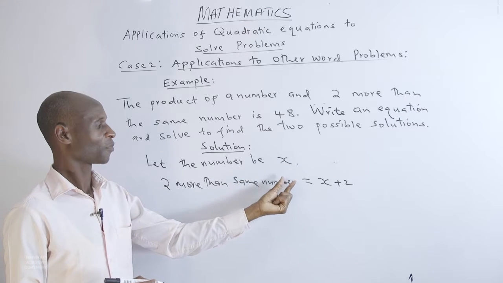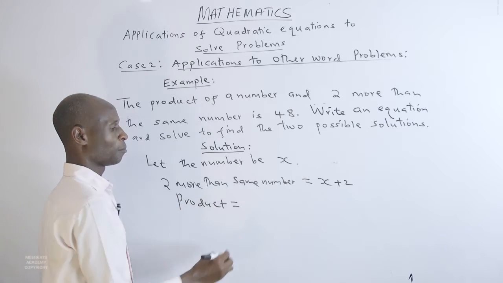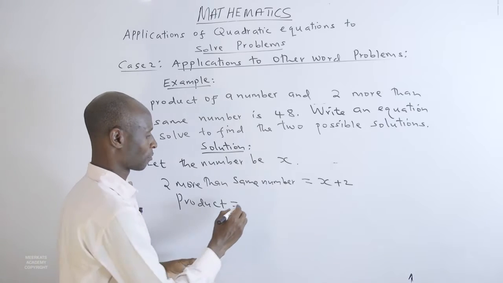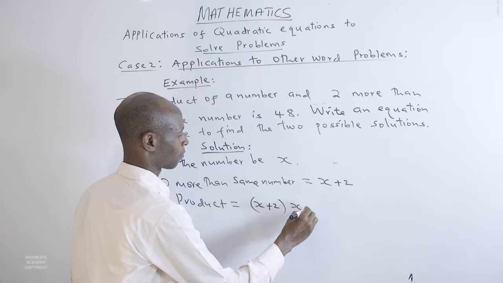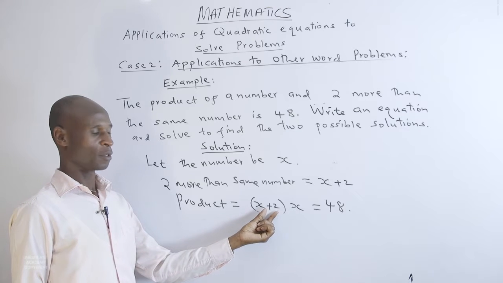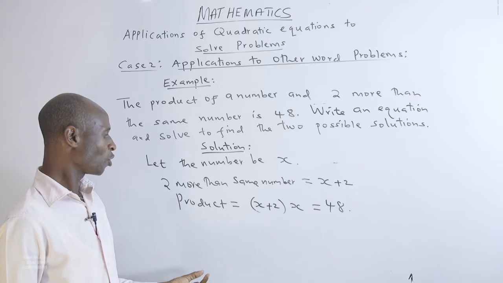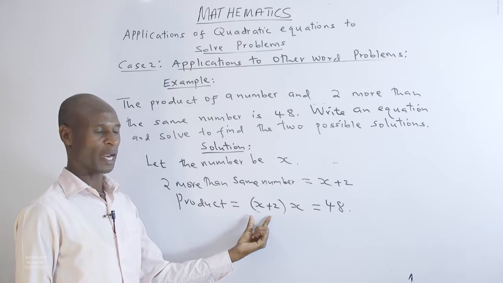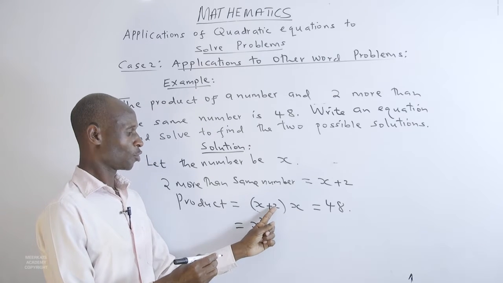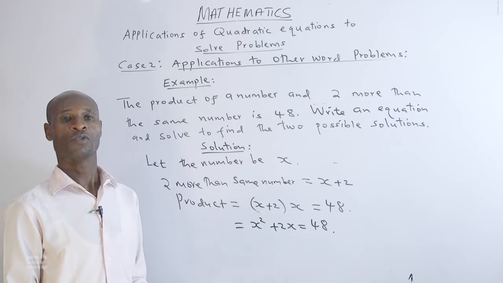So the product of x and x plus 2 is 48. The product will be x plus 2 in brackets times x equals 48. At this point, we can expand the bracket. x multiplied by x is x squared, and 2 times x is plus 2x, equals 48.